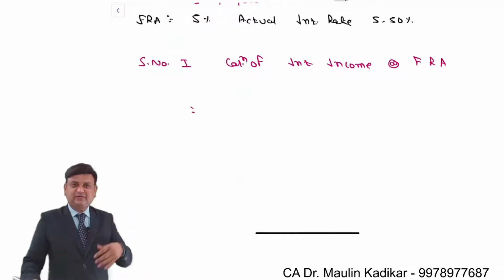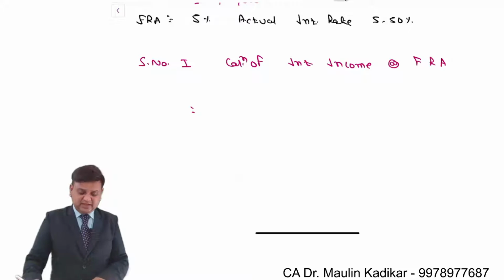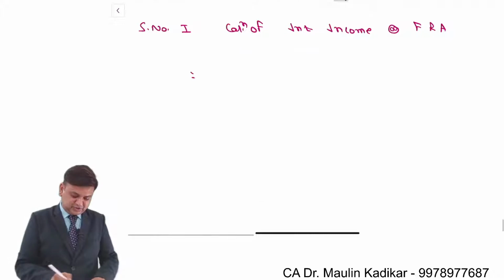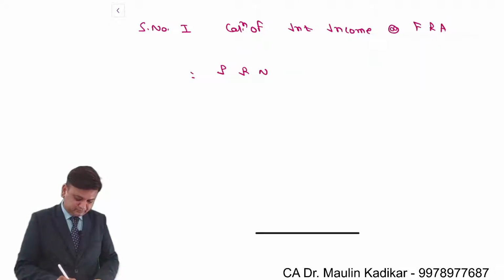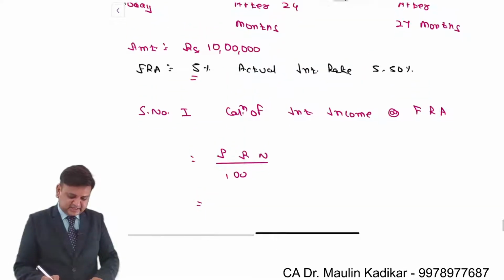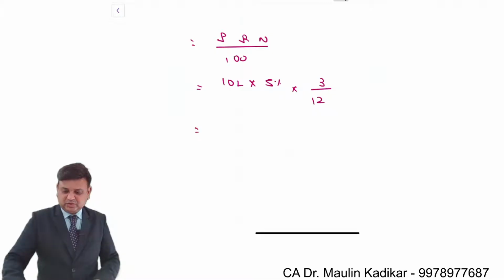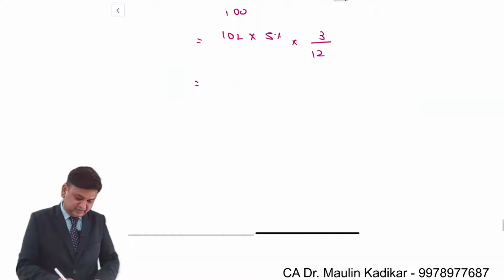Means the opposite party with whom we enter into the contract, based on that we should get interest at the rate of 5%. So it is PRN upon 100. The amount is 10 lakhs. Rate of interest is 5%. And the time period is 3 months. So 10 lakhs into 5% into 0.25, that comes to 12,500.